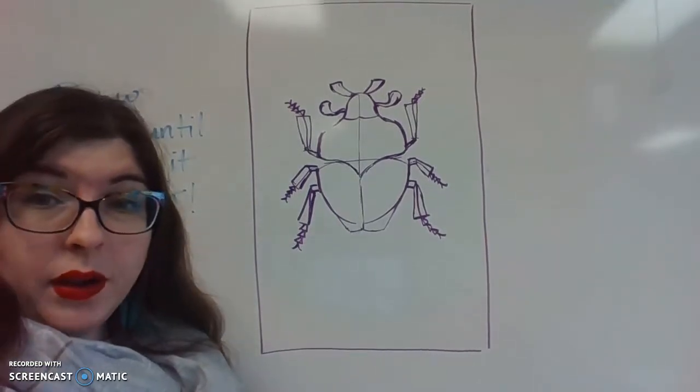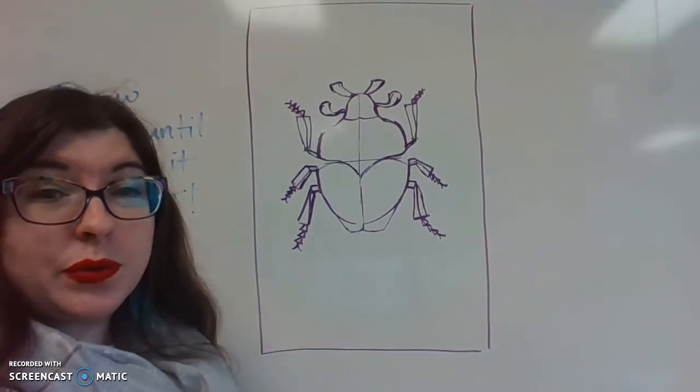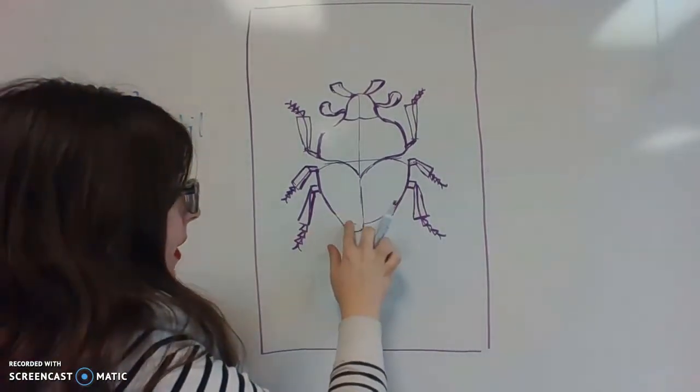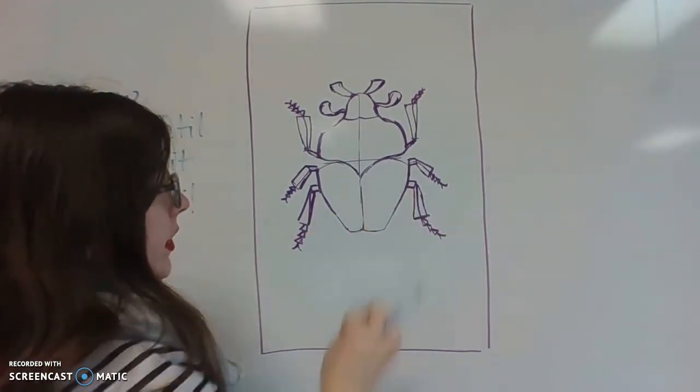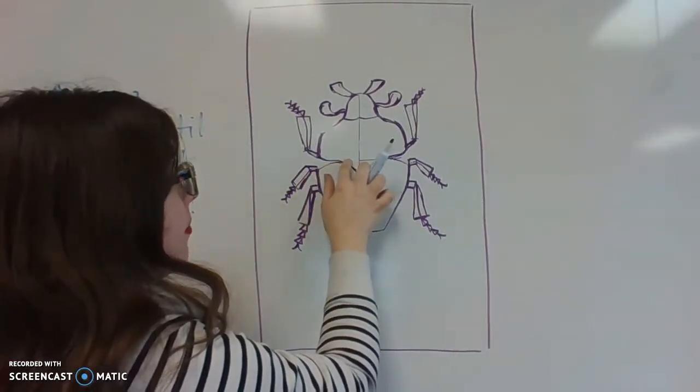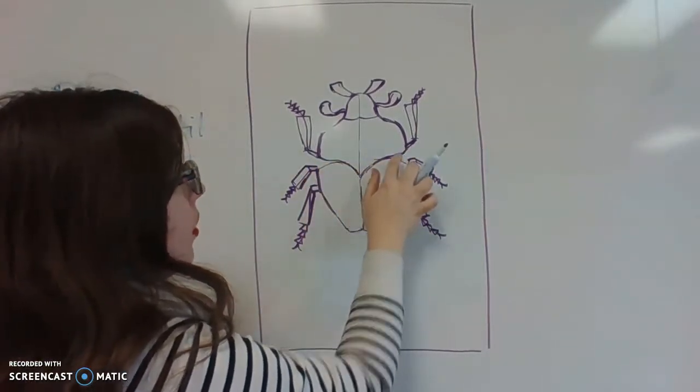So, now we're going to go ahead and add the amazing, beautiful details that make a Goliath beetle unique. So I'm going to start by erasing this line down here from our original Easter egg that we don't need anymore, and erasing this middle line from the Easter egg that we don't need anymore.